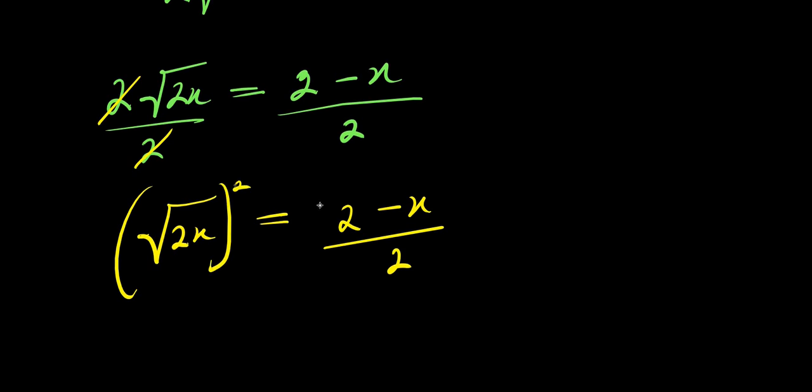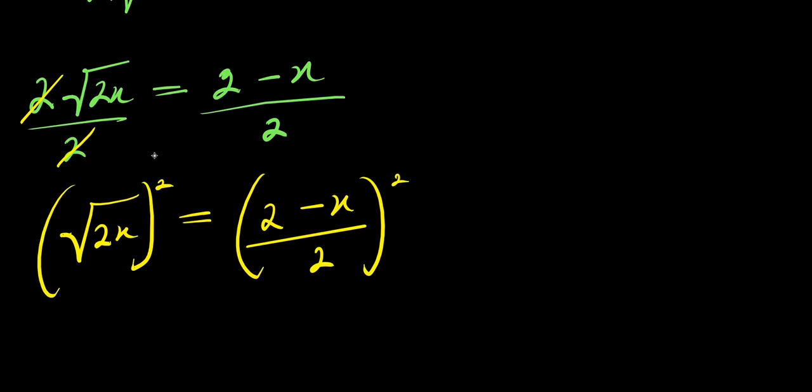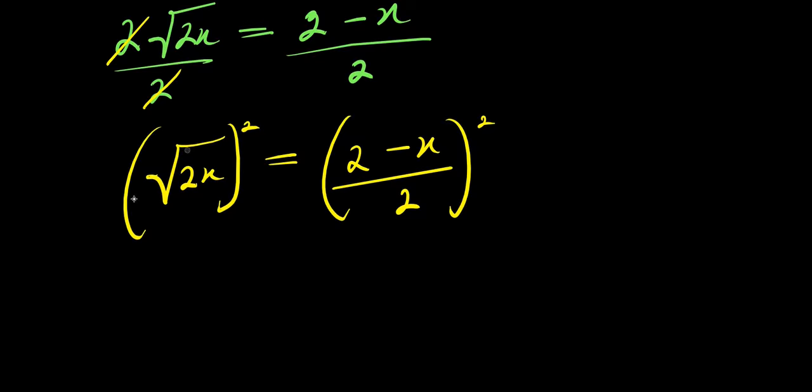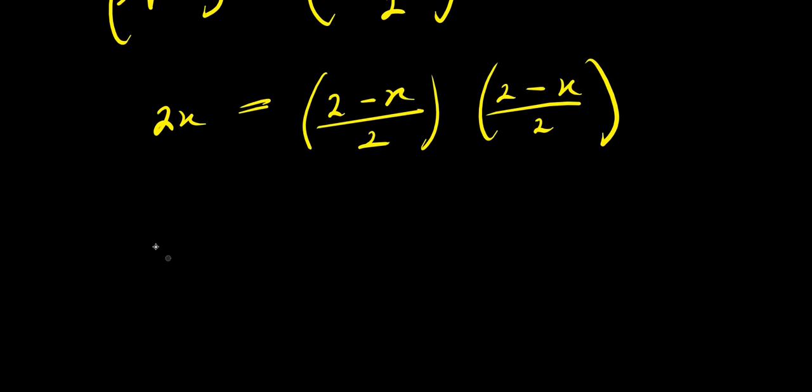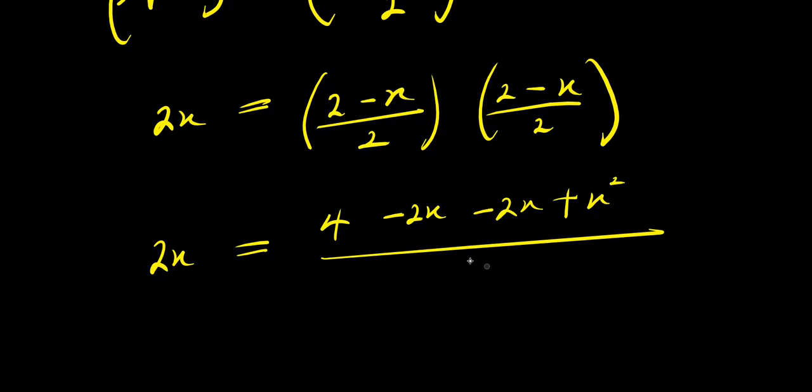So I take the squares of both sides of this equation. Now what happens here is that this cancels this. I have 2x equals (2 minus x) divided by 2 times (2 minus x) divided by 2, because we have power 2 here. So from here, I have 2x equals 2 times 2, that is 4, 2 times minus x, times 2, minus x times minus x, divided by 2 times 2, that is 4.